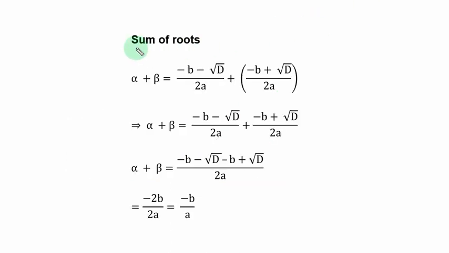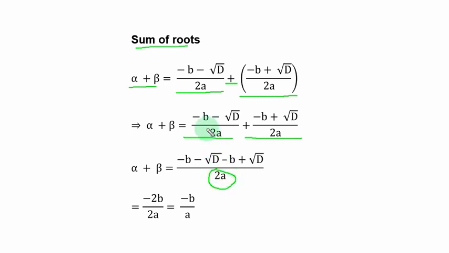So we have sum of roots. The two roots are alpha and beta as stated earlier. So you have alpha plus beta. This is the root for alpha plus the root for beta. We simply add them together. So let us remove this bracket from the second root. So we have the first root plus the second root. Let's simplify by finding the LCM because it's fraction addition. So the LCM is 2a.